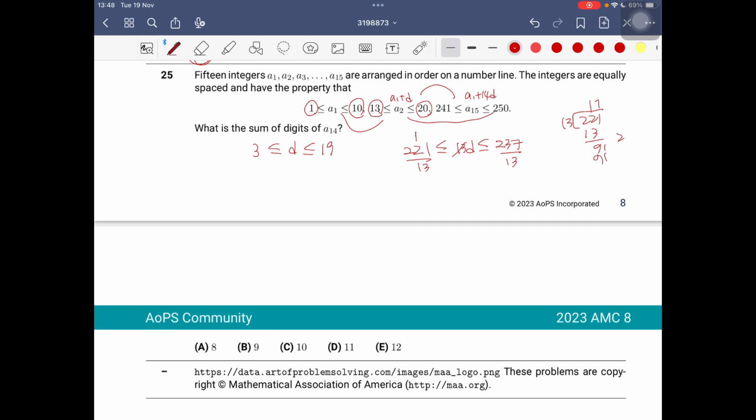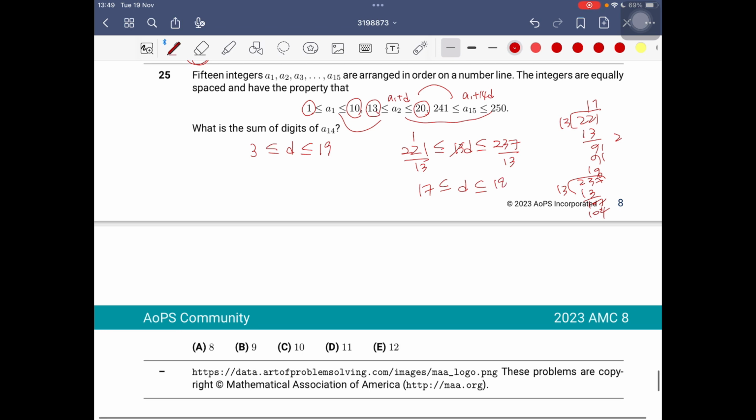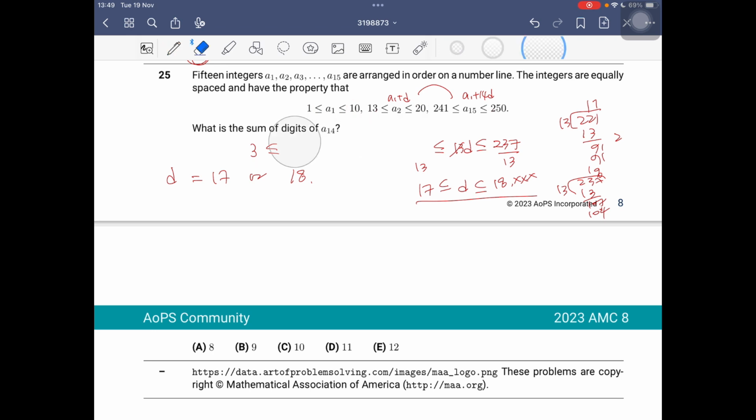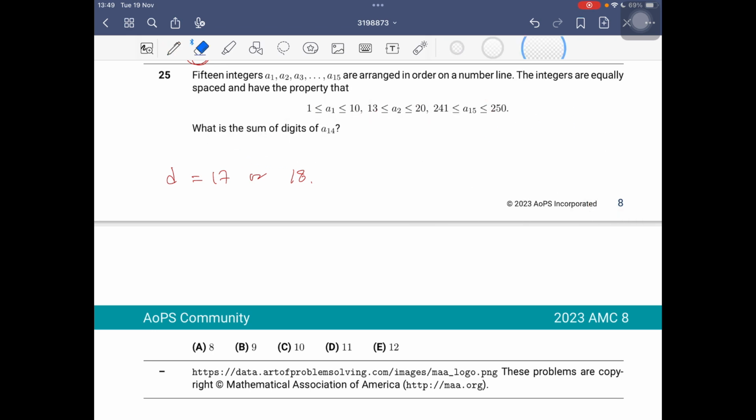Oh, okay. So D can be from 17 to 237 over 13, maybe 18 point something. So now we can tell D can be 17 or 18. And let's figure out whether it is really possible or not.